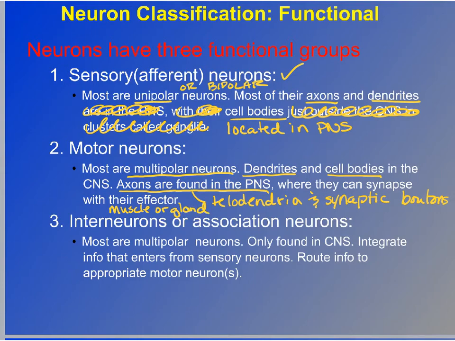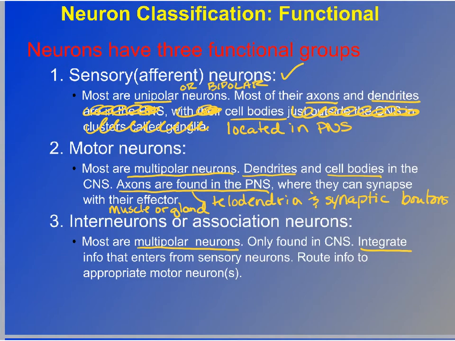And then lastly are what we call interneurons or association neurons. Most of them are multipolar in shape. So in this case, multipolar neurons aren't used to cause some sort of movement. These multipolar neurons are acting like middlemen or middle people. They're processors in between. So they're not causing any type of movement. But what they're going to do is integrate information that comes from sensory neurons and send, or route, that information to the appropriate motor neurons.